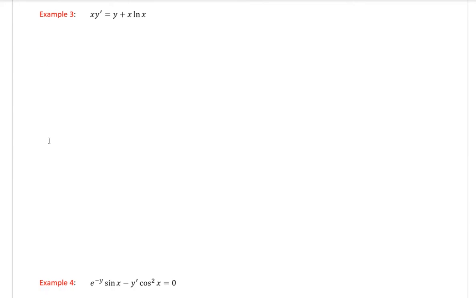Let's do a couple more examples. Here we have x y prime equals y plus x natural log of x. I've written this down multiple times, but it may also be good for you to write it down. The linear form is again supposed to look like y prime or dy dx plus a(x) y equals b(x). I currently do not have that. This is the only term that includes only x, so that's probably going to be our b(x) or some version of it. But y is on that side.